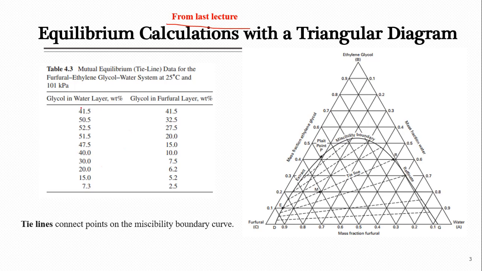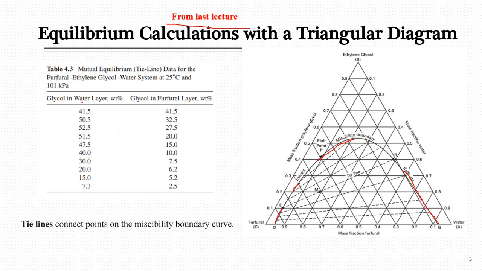Here just see, you are given some data: glycol in water weight percent and glycol in furfural weight percent. Before that there was some data, and with the help of that data we drew this line which is called the miscibility curve, or binodal curve. It starts from here, moves through this main area, this is the plait point on this, and then you keep on moving and you reach here. This is drawn with the help of equilibrium data.